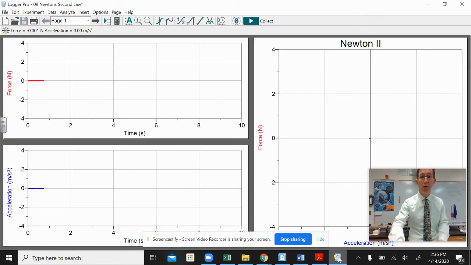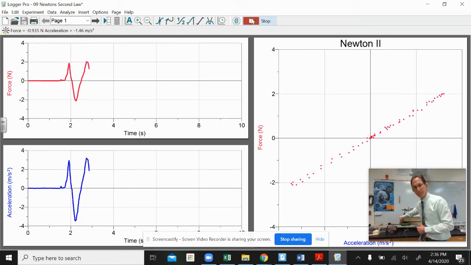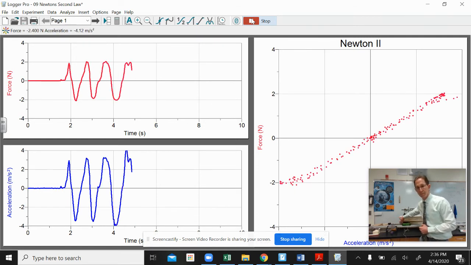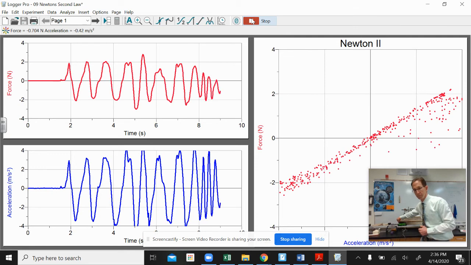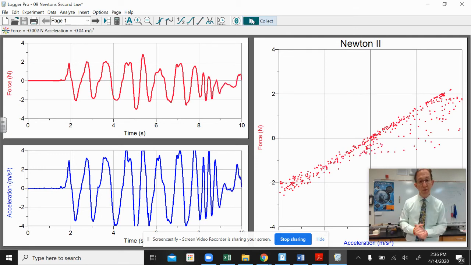Let's see if you're right. Here we go. Give you a second to examine all three graphs. Were your predictions correct?